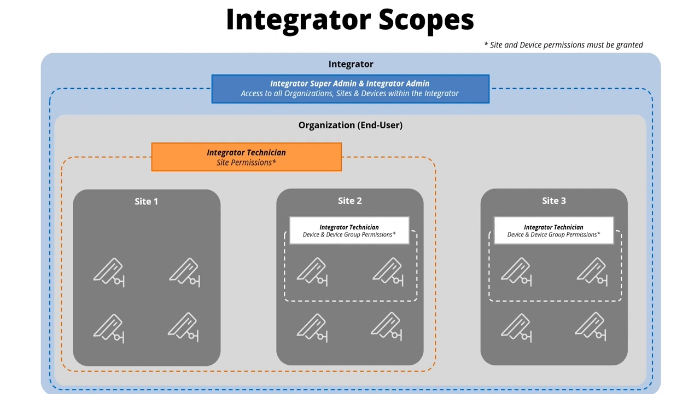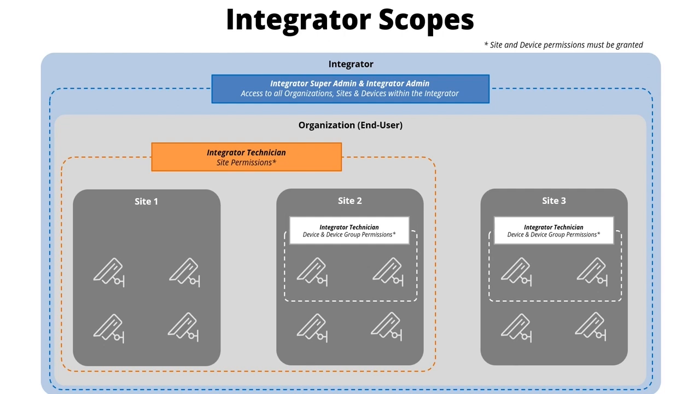Additionally, the platform does allow you to get down into device and device group permissions at even more of a granular level. So you can see that represented by the white box with the dotted line around it. As you can see, it represents either a group of devices or single devices. And so if you do want to give somebody only permissions to certain devices at a site, you can do that as well.